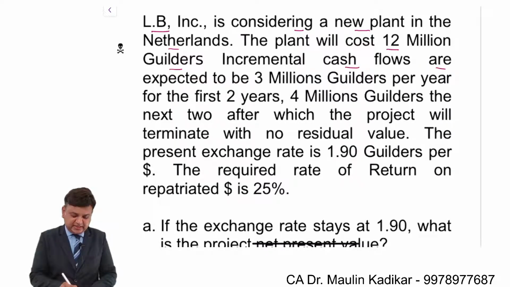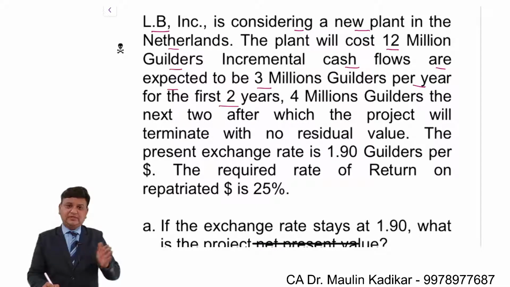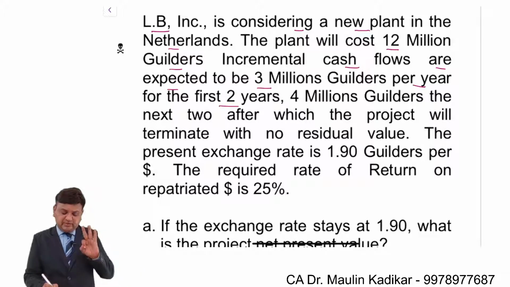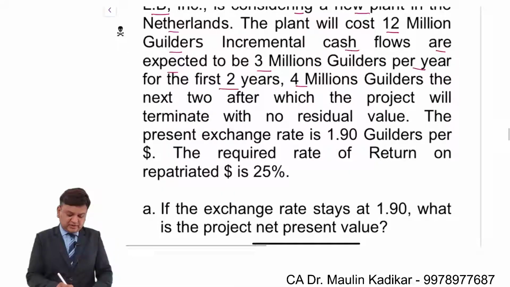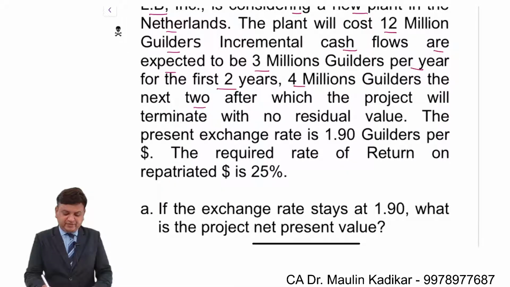Incremental cash flows are expected to be 3 million guilders per year for the first 2 years. So for the first year and second year, it will be 3 million guilders. 4 million guilders for the next two, after which the project will terminate with no residual value.